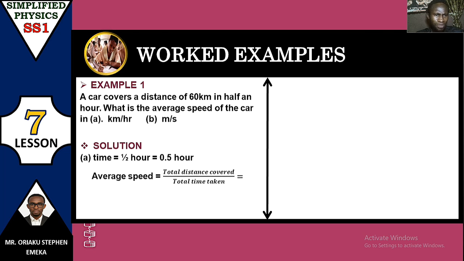They have already given us the distance as 60 km. So what is average speed? Total distance covered divided by the total time taken. So that is 60 km over 0.5, and the answer is 120 km per hour. Now, to convert this to meter per second, what do we do?